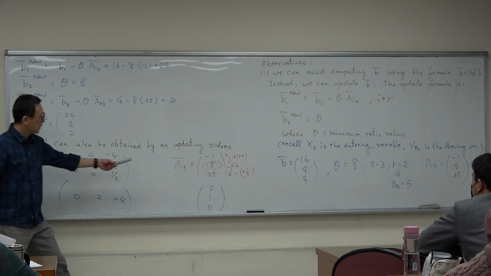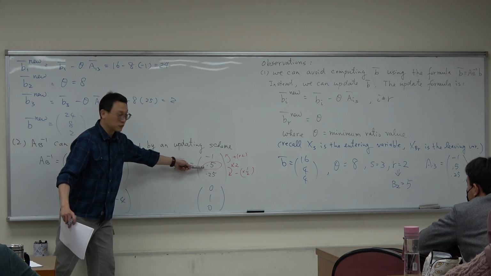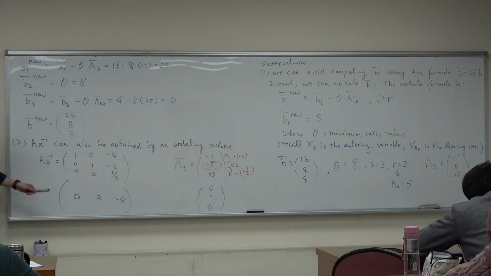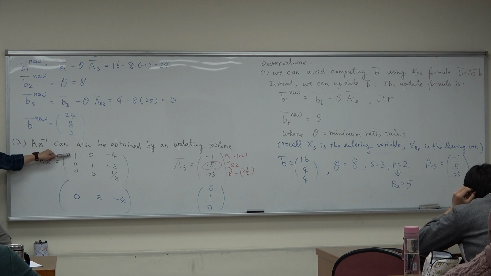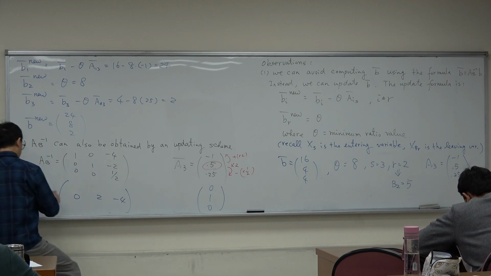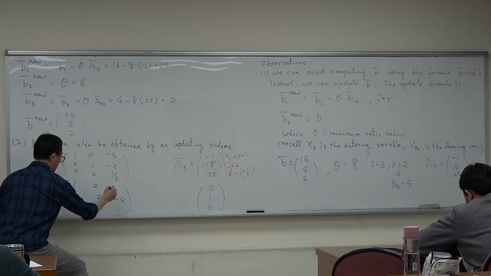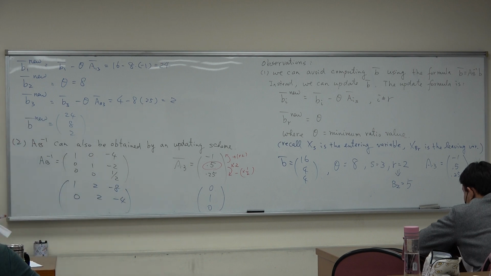And then I say I want to multiply the second row by 2 and add to the first row, right? So multiply by 2 and add to the first row, it becomes 1, 2, -8. Right? Second row multiply by 2 and add to the first row.